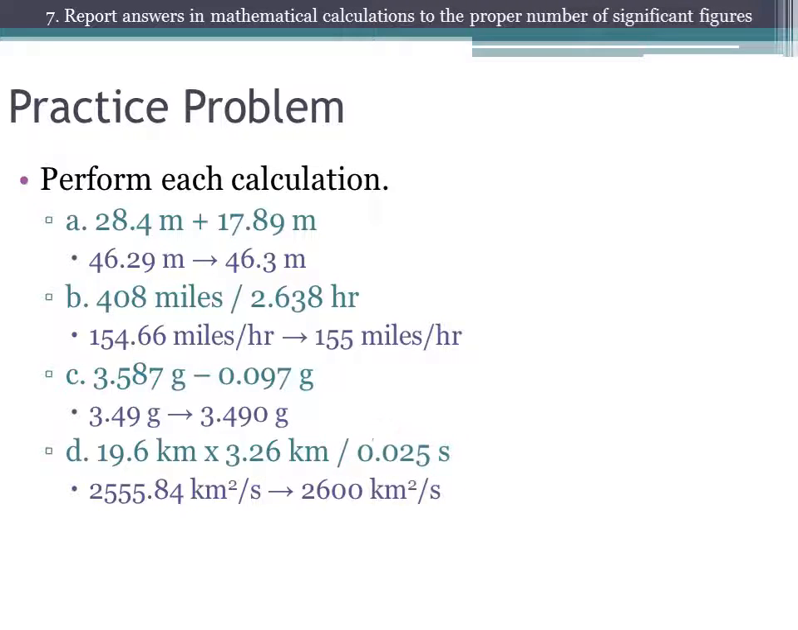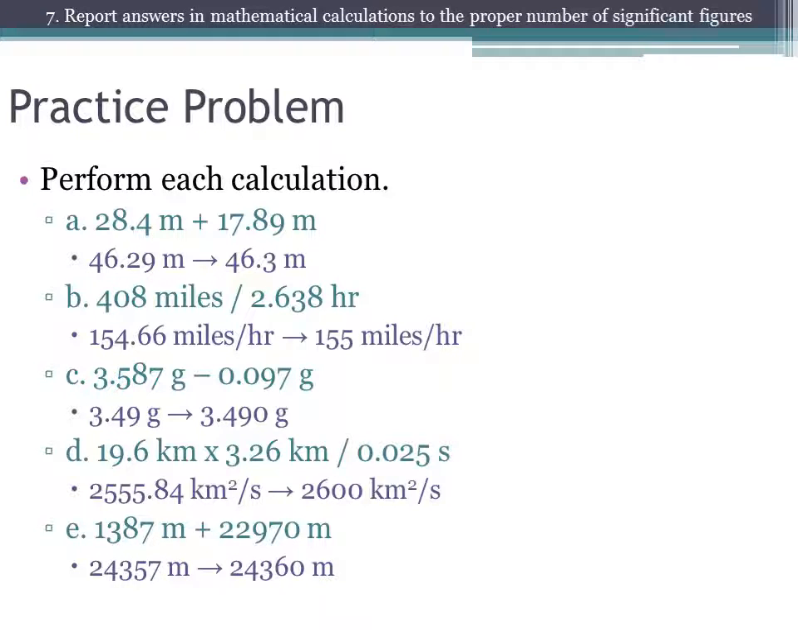So we're going to start counting from the left, one, two. I need to round to the hundreds place in this case. I look to the next digit, it's five, so I'm going to round up. So 2,600 kilometers squared per second. Last one, 1,387 meters plus 22,970 meters. Calculator is going to tell you 24,357 meters.